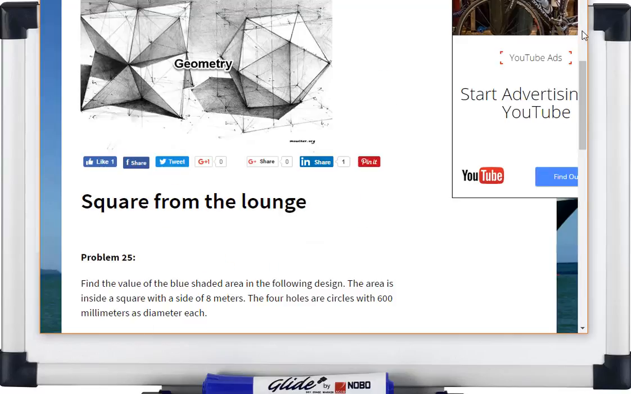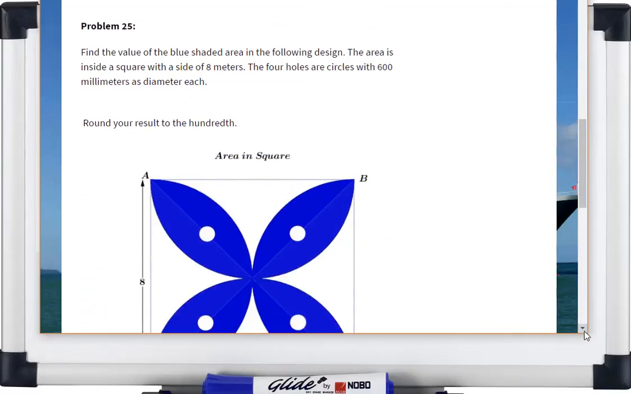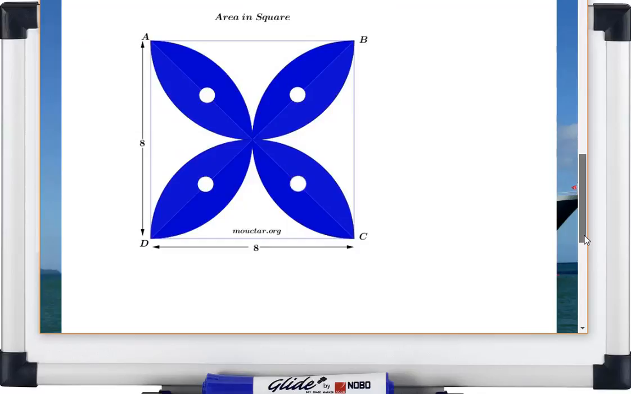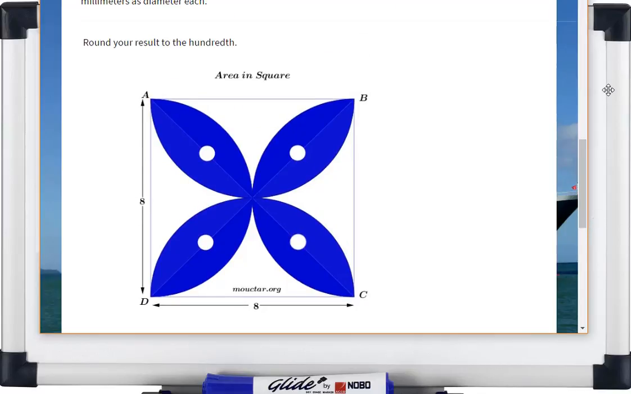And also what we have is the information regarding the holes. These are just circles with diameters of 600 millimeters. So we have to deduct those from our calculation, of course, and this is what we are going to do in the next few minutes. It is a very simple problem.